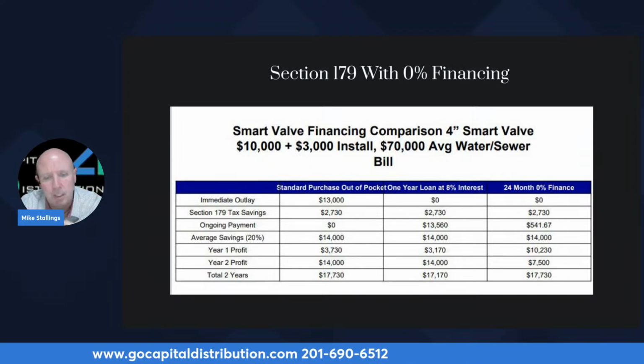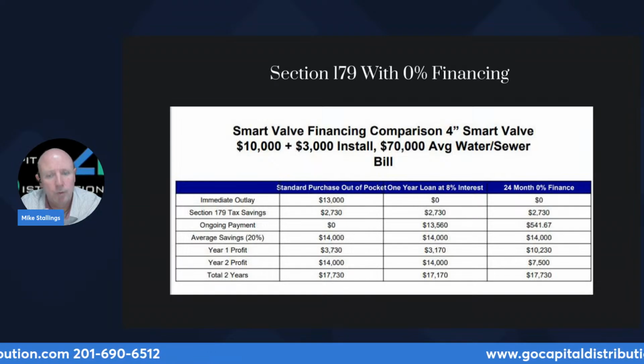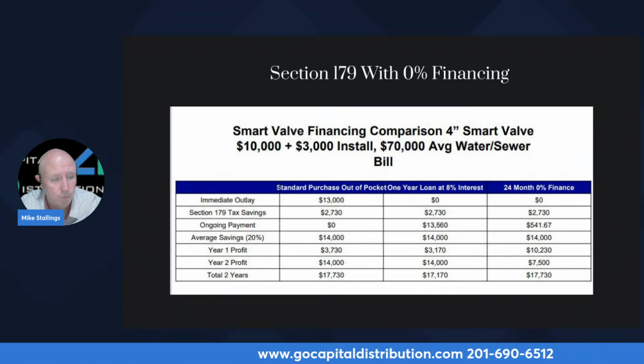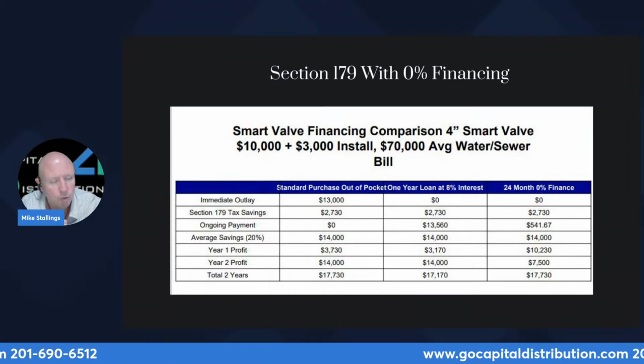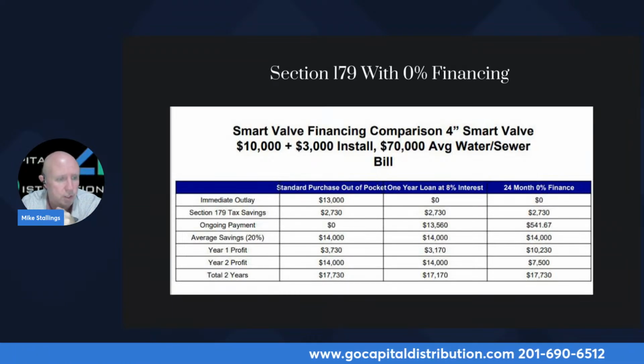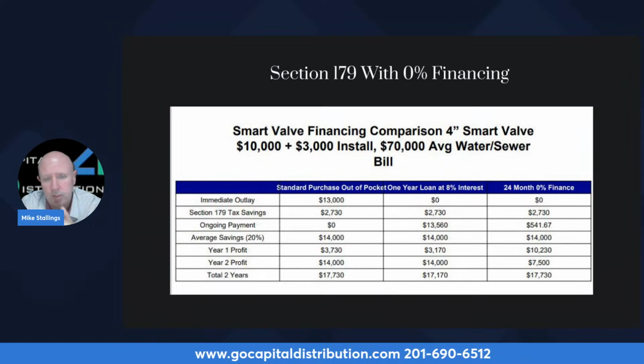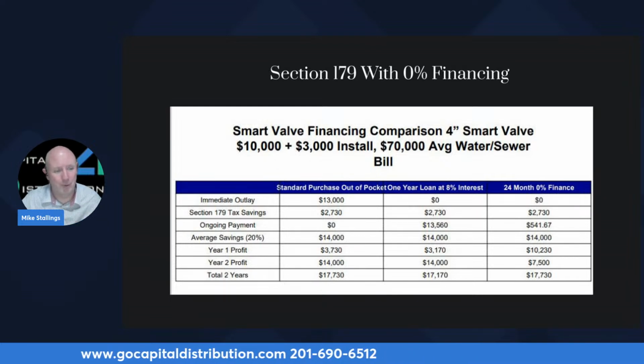So that's the big key here: not only do you not put any money out under the 0% program we're offering, you're actually going to save over $10,000 without shelling out a dime in the first year with the Smart Valve if you save the average amount. Then year 2, you're going to save about $7,500. And then you still get that $17,730, which is what you would get if you shelled the $13,000 out up front. So this is the power of this, and that's why we always talk about a sense of urgency.